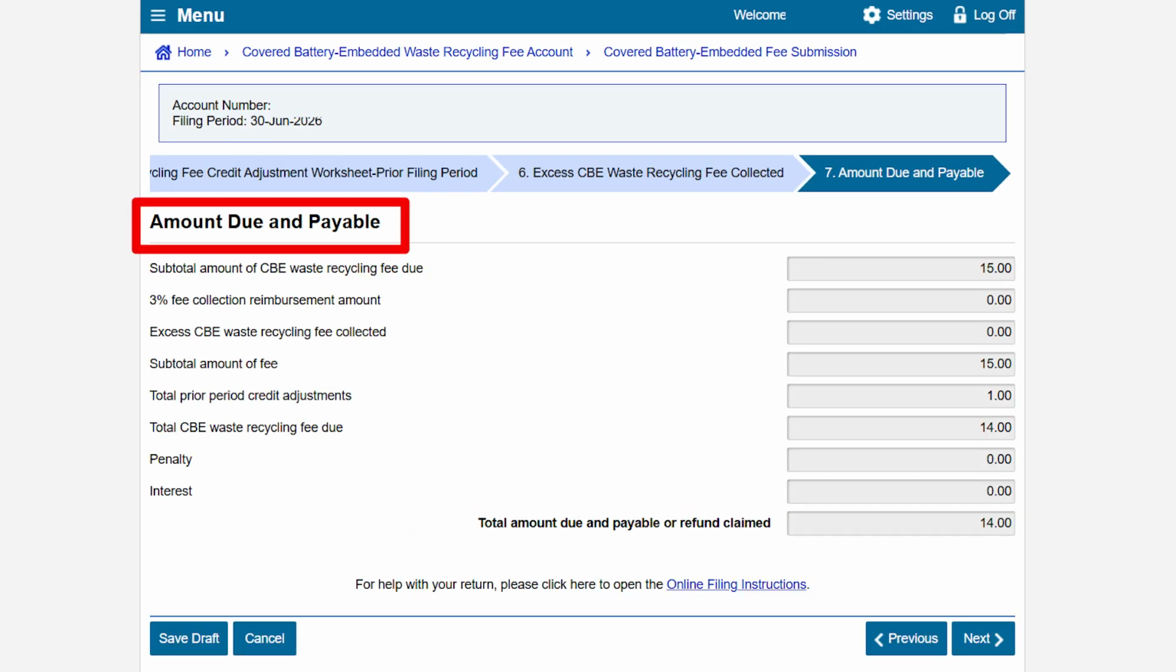Review the Amount Due and Payable page. If you need to make an adjustment, click Previous. To save a draft of your return prior to submission, click on the Save Draft button. If the information displayed on the page is correct, click Next.